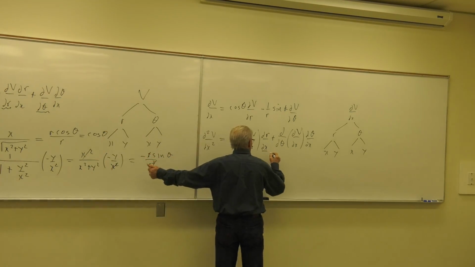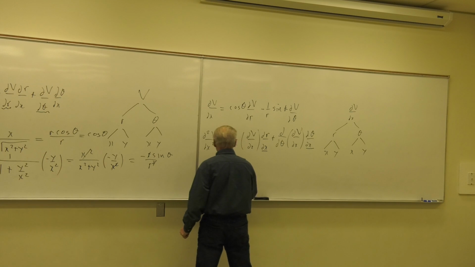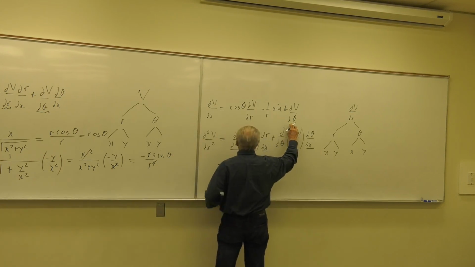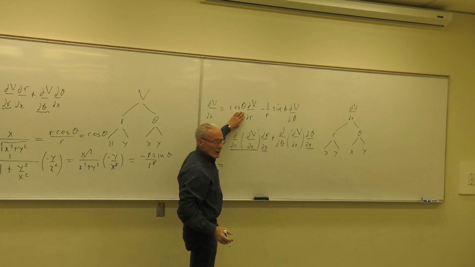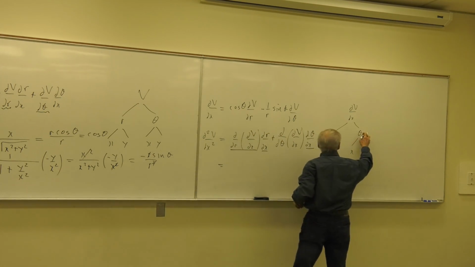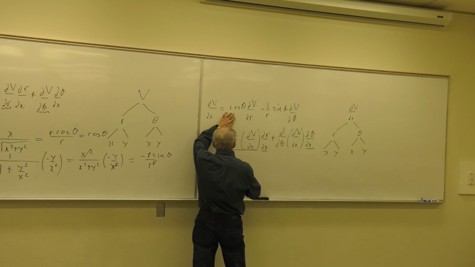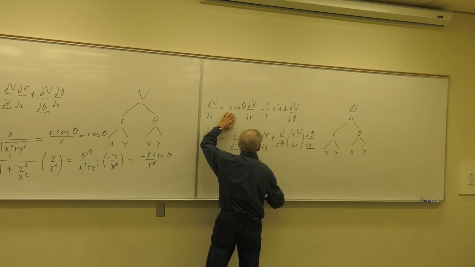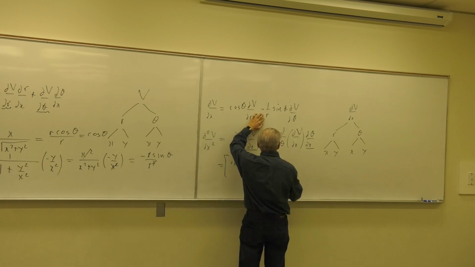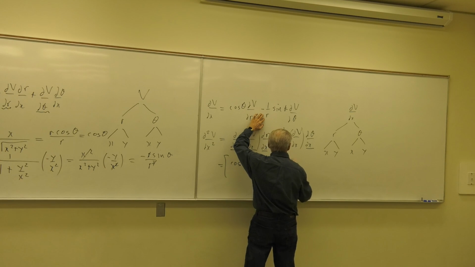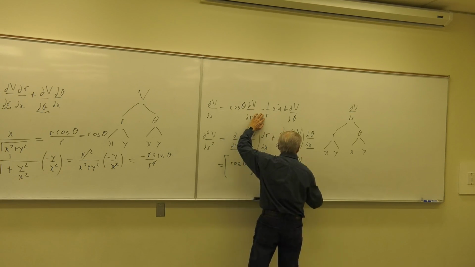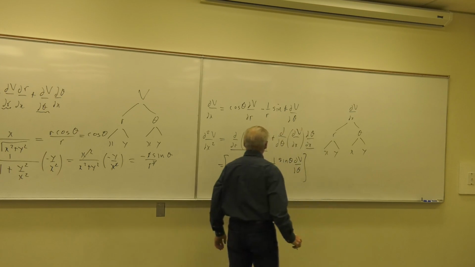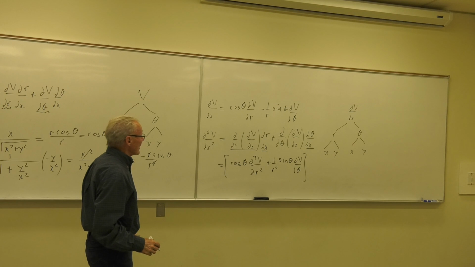This we just calculated over there. This we just calculated over there. This we have to calculate. It says, take this thing and differentiate with respect to r, holding theta constant. So differentiate this with respect to r, cos theta ∂²v/∂r². Differentiate with respect to r, 1 over r squared sine theta ∂v/∂θ. Right? There's that one. Differentiated it with respect to r.